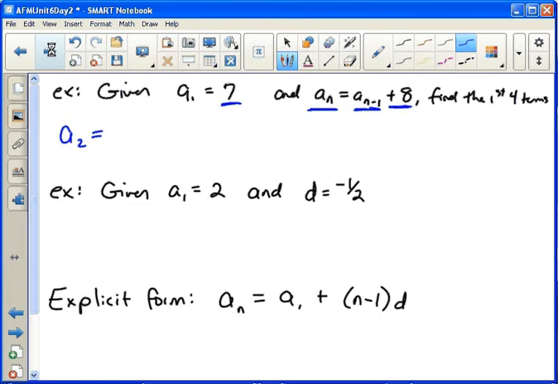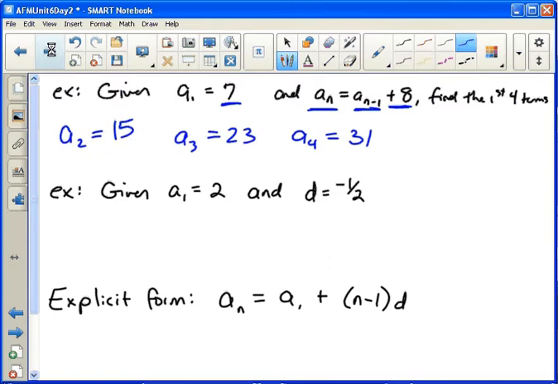So 7 plus 8 is 15. 15 plus 8 is 23. 23 plus 8 is 31. So we're just adding 8 every time. That is an example of an arithmetic sequence.